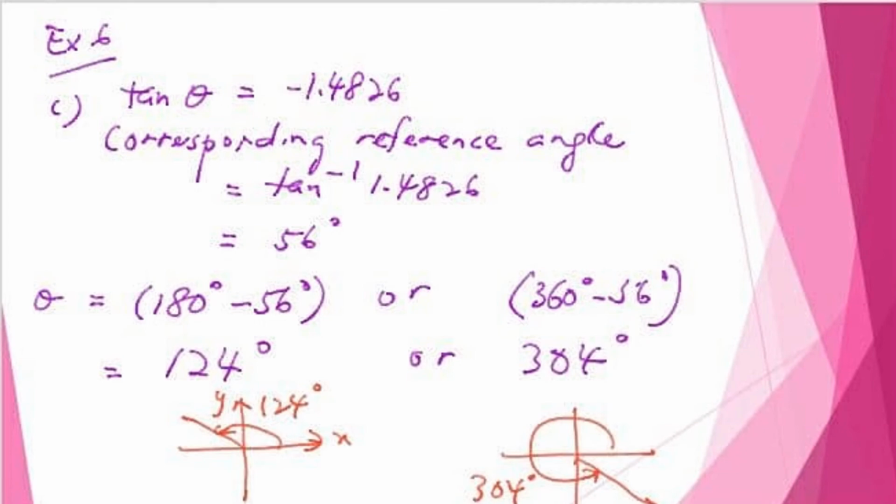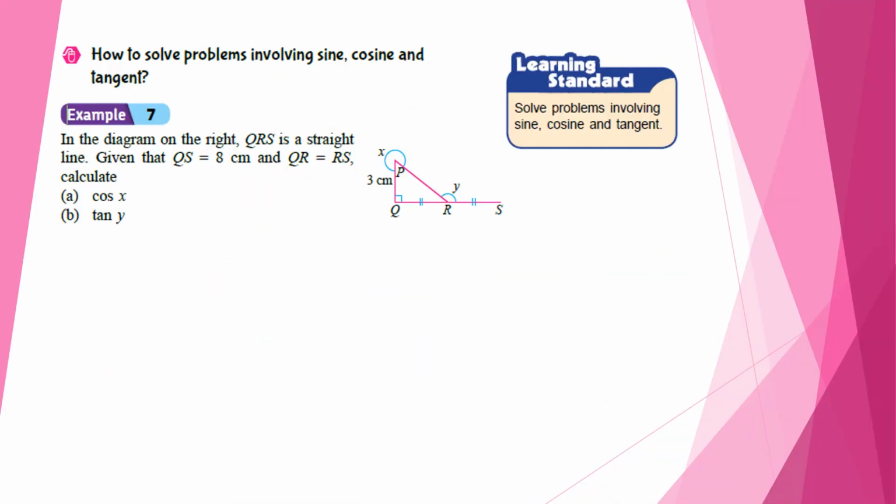C. Tangent theta is negative. That's why theta can be in quadrant 2 or quadrant 4. Quadrant 2, how to find? 180 minus 56 degrees, so you get 124 degrees, or 360 degrees minus 56 degrees, which is 304 degrees. Okay. Now, once we know all this, how to find the angle given the value, we can move on.